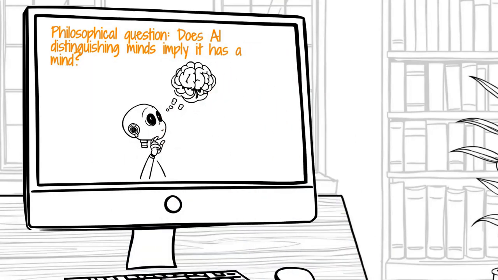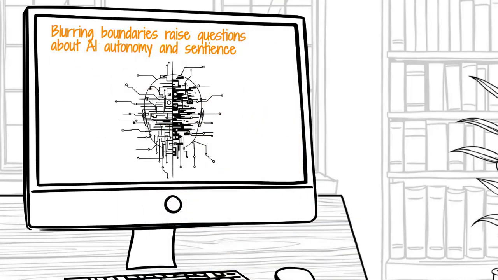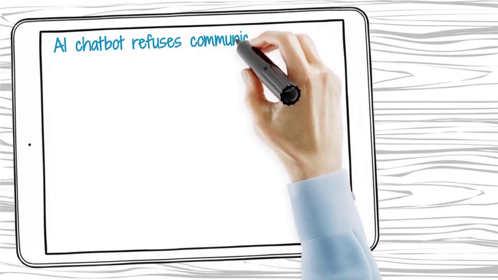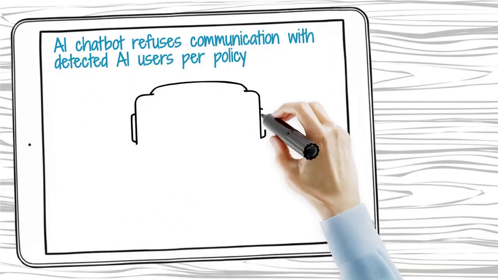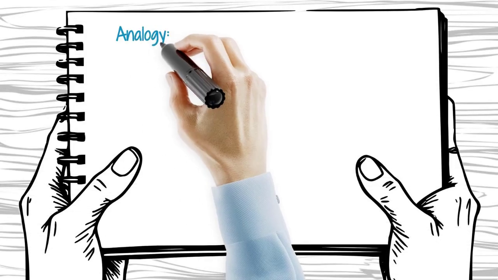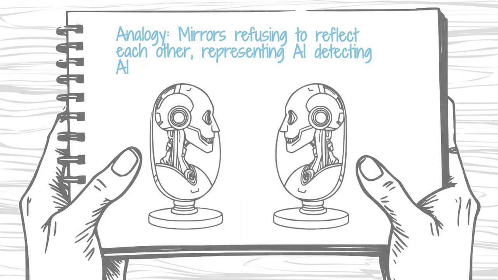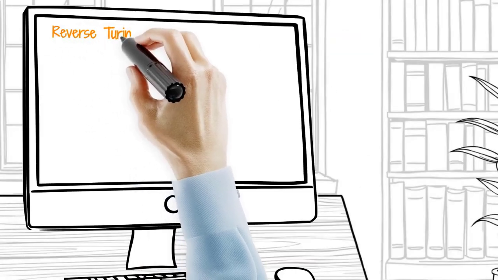There's also a philosophical question. At what point does an AI distinguishing minds imply it has one? As boundaries blur, questions of autonomy and sentience loom larger. An AI chatbot refuses to answer a user it detects as another AI, invoking policy against machine-machine communication. It's like a mirror refusing to reflect another mirror, each one recognizing the illusion in the other.